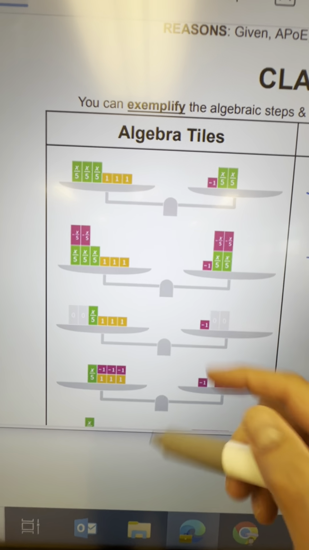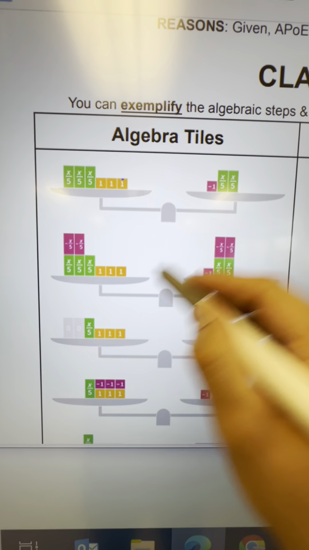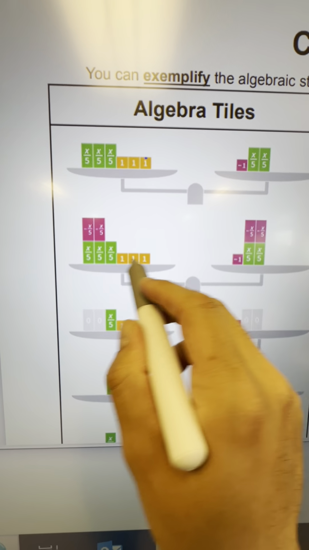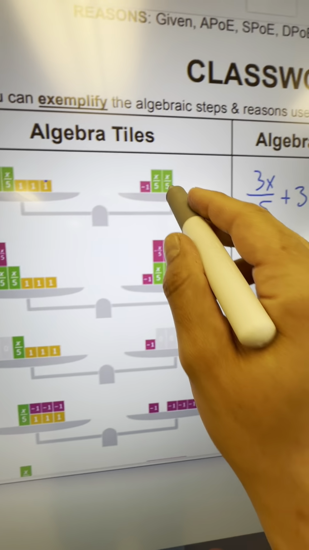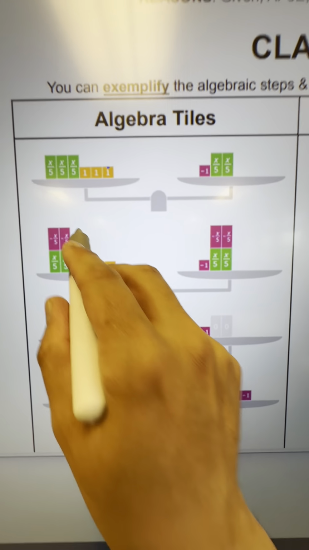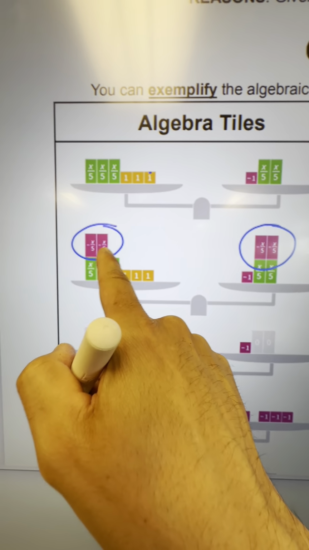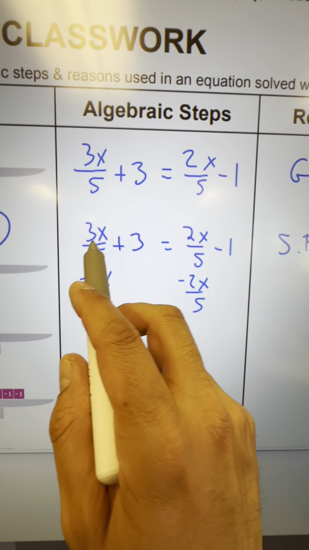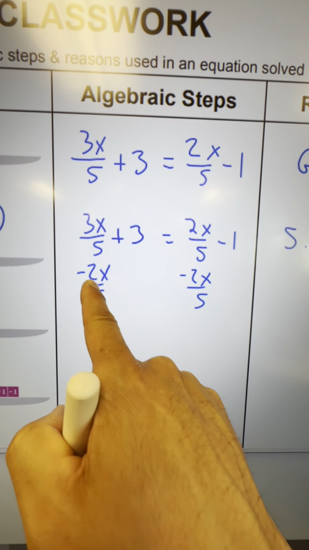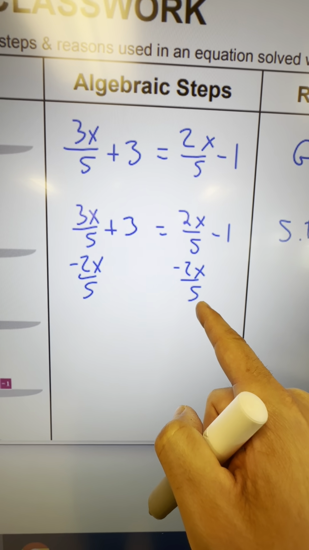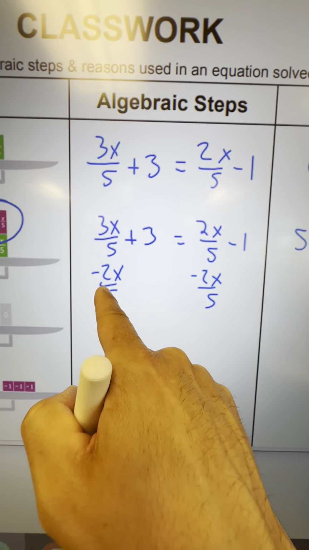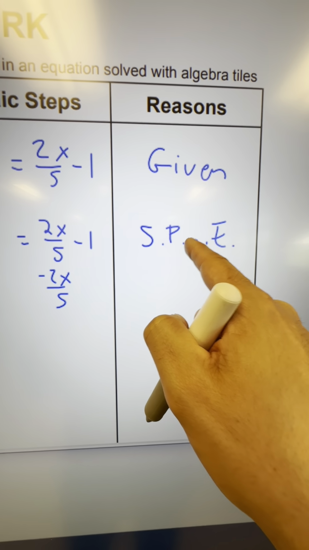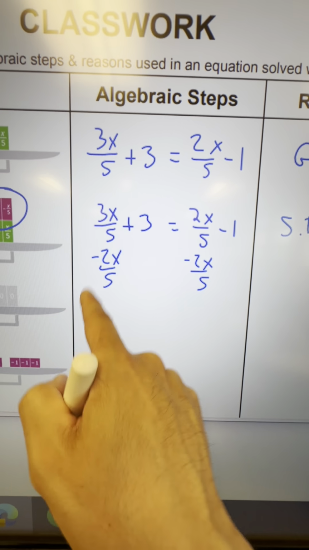All right, looking at this step here, you can see what changes from the previous step to the next step. We can see here that we still have 3x over 5 and 3 pluses here, 3 1s, and we still got 2x over 5s and a negative 1. What's new is this part right here. They took away 2x over 5 on both sides. So algebraically, I took my original equation and we took away 2x over 5 on both sides. Notice that I'm putting the steps underneath, because by putting underneath, it makes it obvious that this is the subtraction property of equality, because I'm taking away the same thing to both sides.